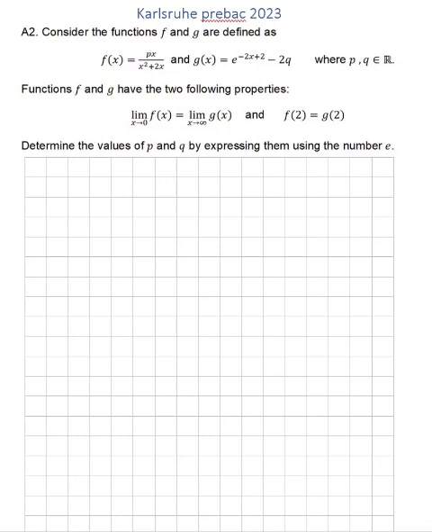Okay, now I'm being asked in the question then to determine the values of p and q by expressing them using the number e, right? So leave them in terms of e basically is what we're being asked for there.